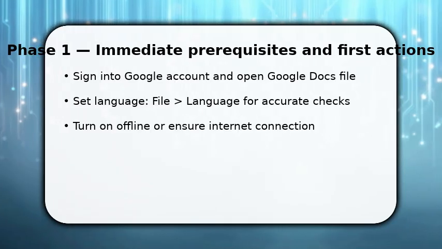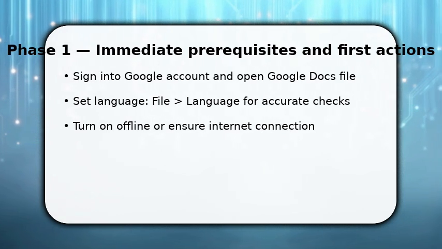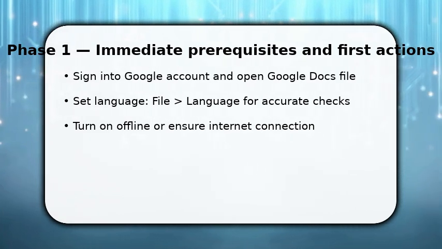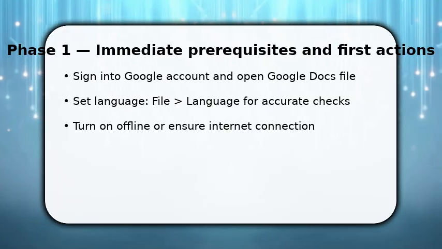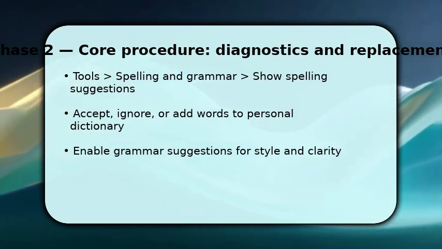Now, position the cursor where you want to begin checking. This first step ensures accurate suggestions and consistent vocabulary handling. You'll run the check from Tools, Spelling and Grammar. Choose Show Spelling Suggestions to reveal flagged words.